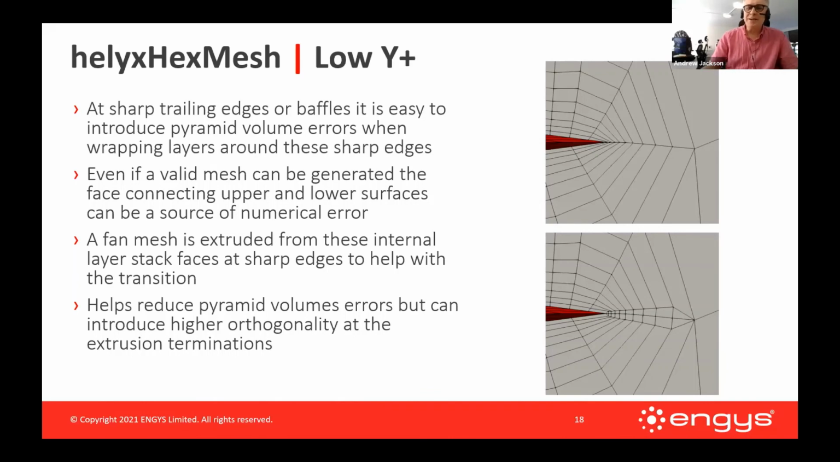So to try and improve this, we've used something like an extruded fan mesh, which tries to extrude from the stack layers connecting the upper and lower surfaces, to help with the transition around that edge. It doesn't really help with removing the likelihood of pyramid volume errors, but because we have to terminate these extrusions, you can get high orthogonality at these terminations. So it's sort of ongoing work.